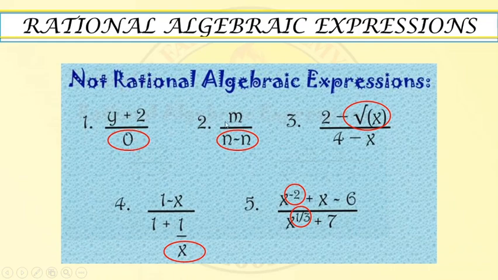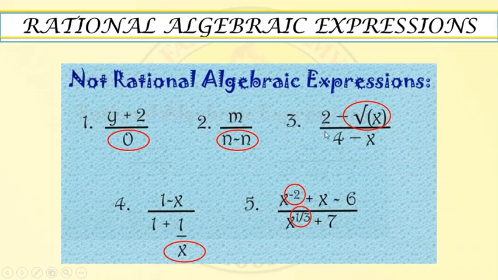Okay, next example number 2, 2 over n minus n. Okay, so hindi na naman siya rational algebraic expression. Bakit? Kasi pareho silang n, kapag isusubtract mo yan, it becomes 0 again. Okay, so since 0 yung magiging denominator natin dito, so magiging undefined.